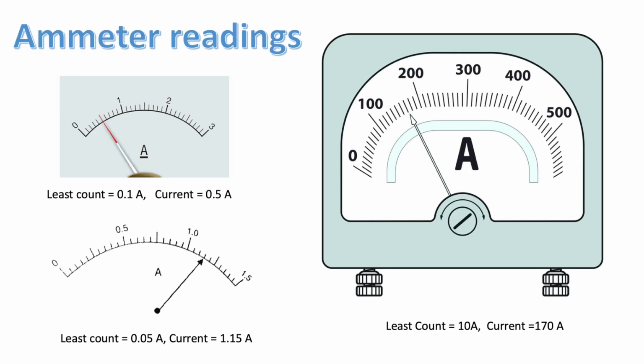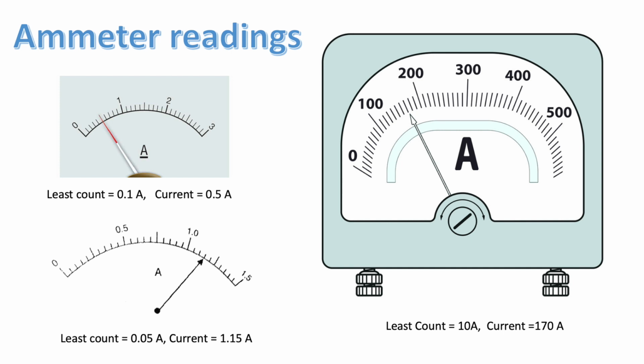Here you can see some readings of an ammeter. In the first picture, the least count is 0.1 ampere. Between 0 and 1, you can see 10 divisions. The value of 1 division, that's the distance between 2 adjacent lines, is called the least count. Here it is 0.1 ampere. Now the current is 0.5 ampere.